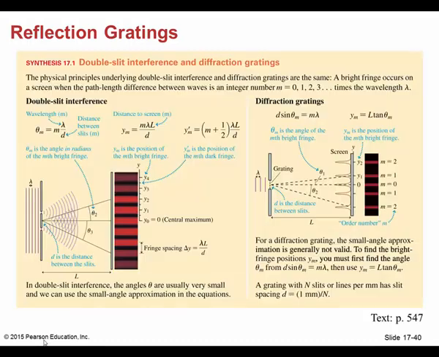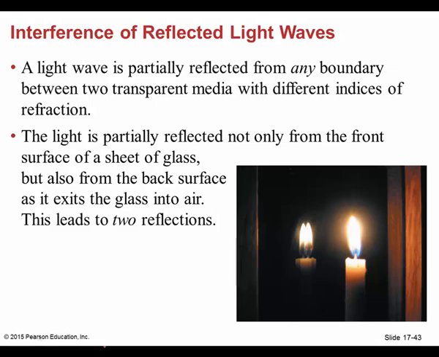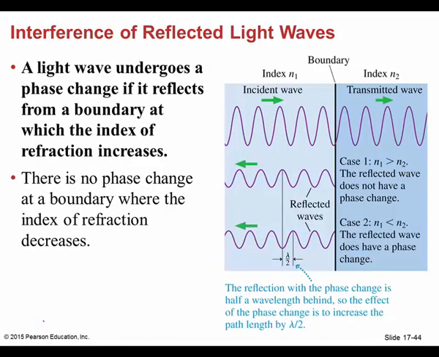They talk about reflection gratings. Thin film interference is very much like what we've already seen. Notice the interference here, and notice this candle. Even air can cause interference. The light is partially reflected not only from the front surface of the sheet of glass, but also from the back surface. So notice here you get interference. Thus, you have two reflections.